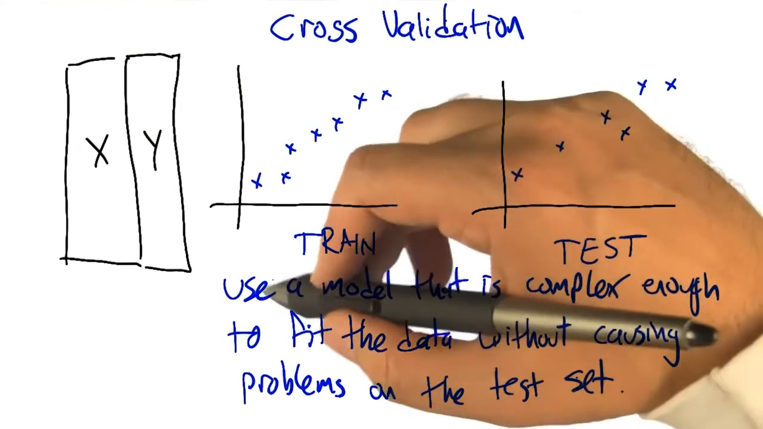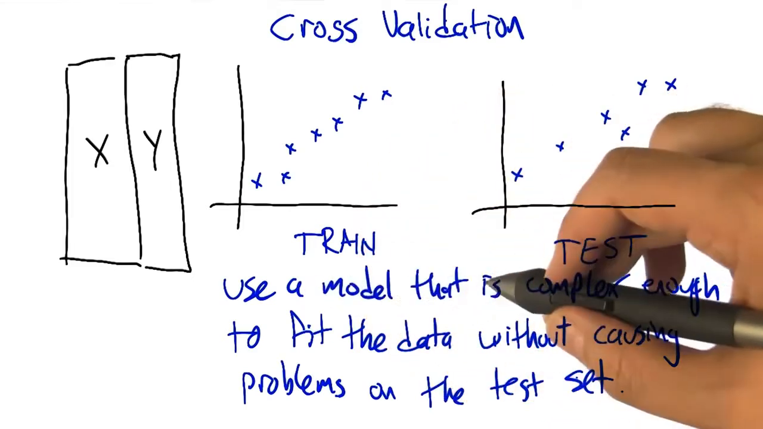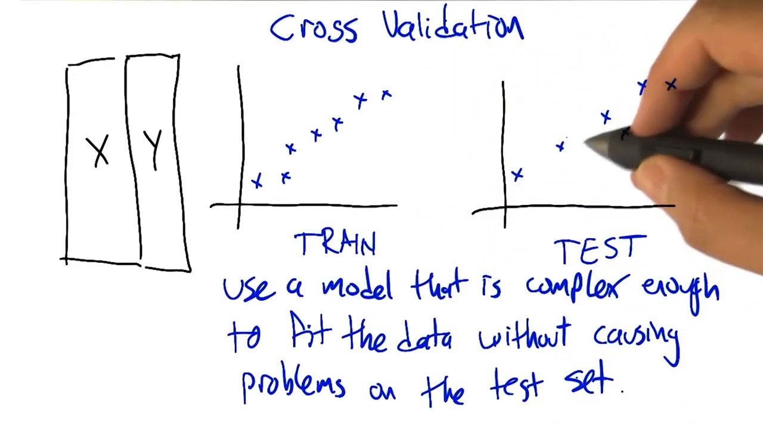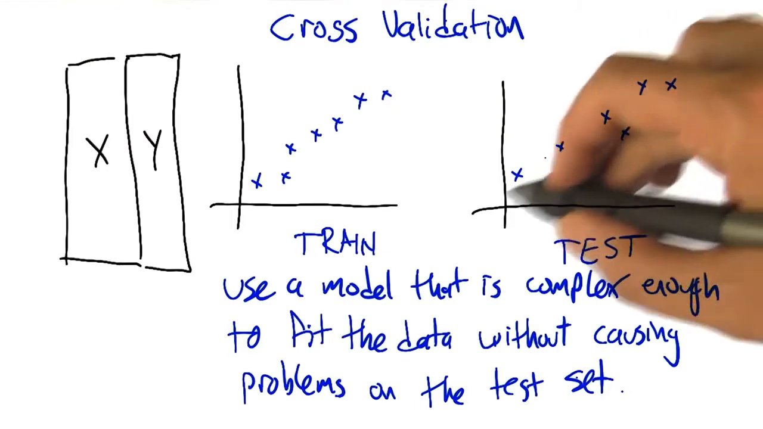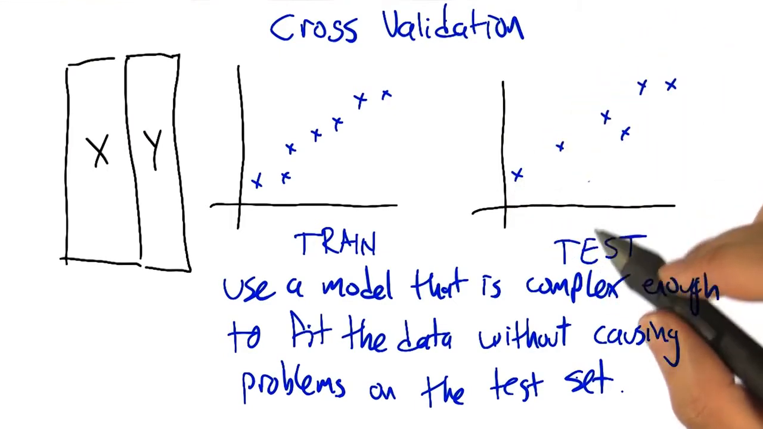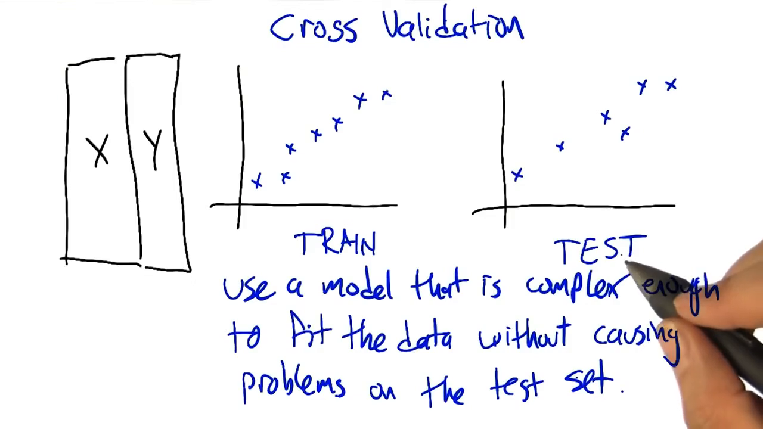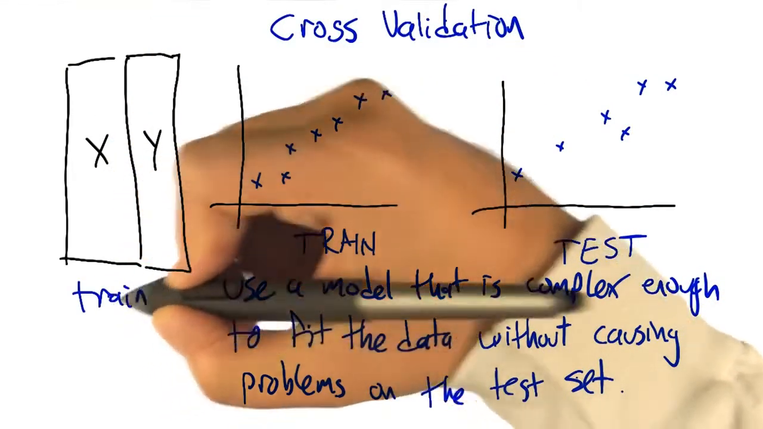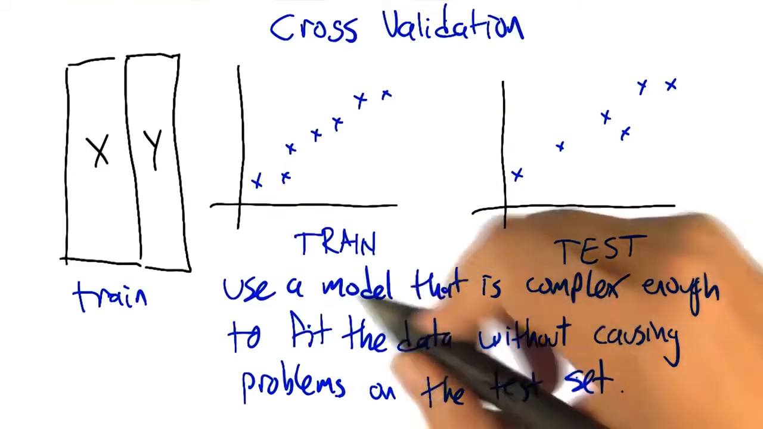So how do we find out? How can we pick a model that is complex enough to model the data while making sure that it hasn't started to diverge in terms of how it's going to be applied to the test set? If we don't have access to the test set, is there something that we can use in the training set that could act like a test set?